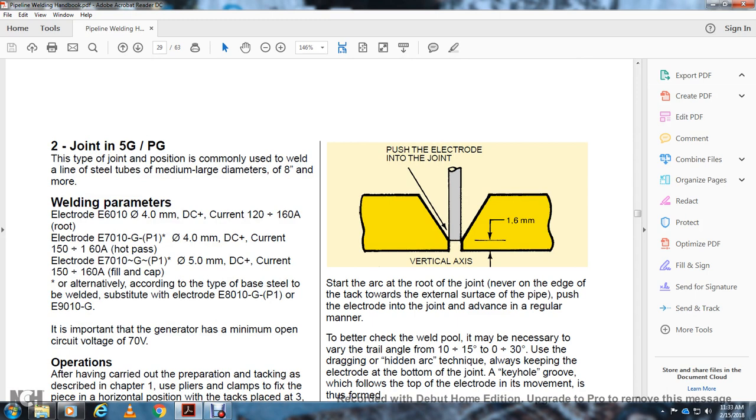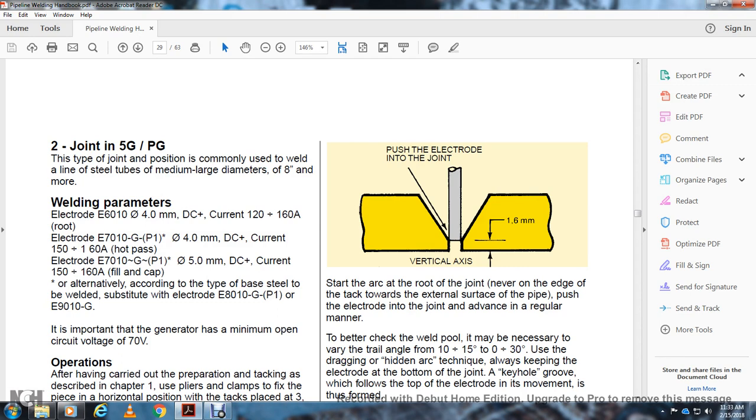Push the electrode into the joint. Start the arc in the joint, never on the edge of the tack towards the external surface of the pipe. Push the electrode into the joint and advance in the regular manner. To better check the weld pool, it may be necessary to vary the trailing angle from 10 to 15 degrees up to 30 to 38 degrees.